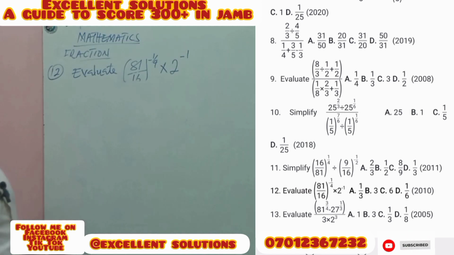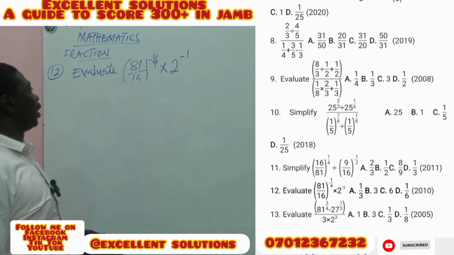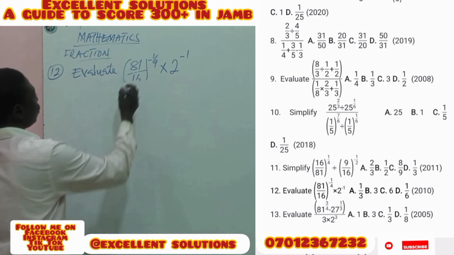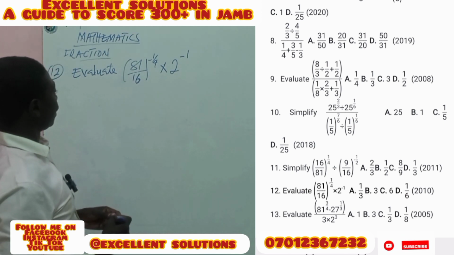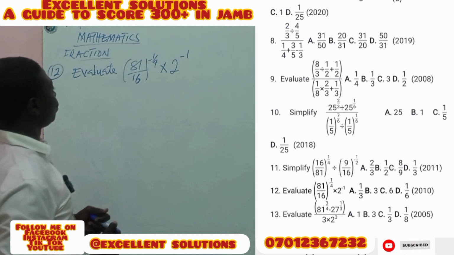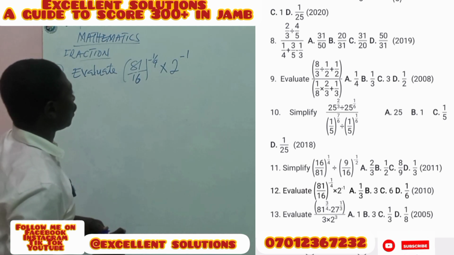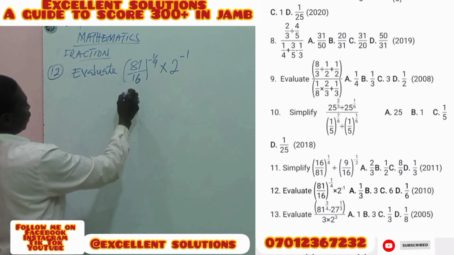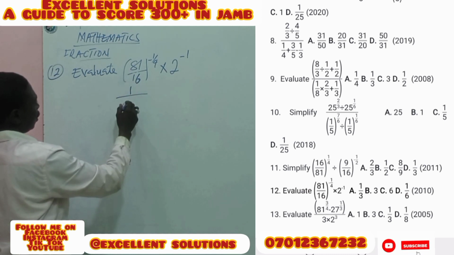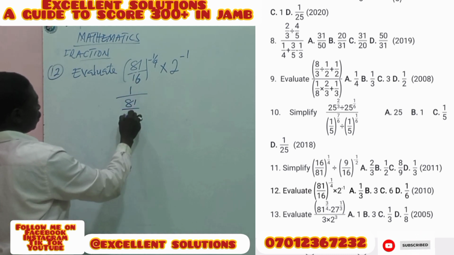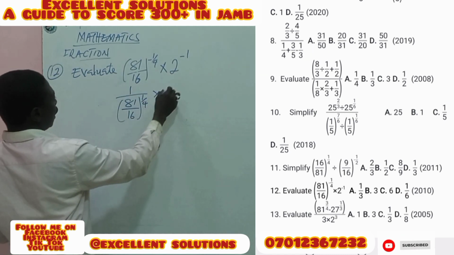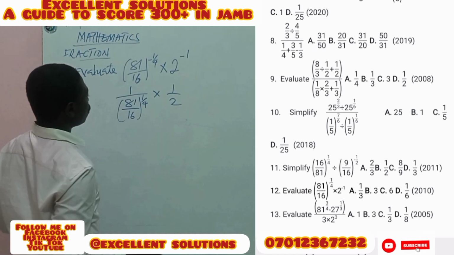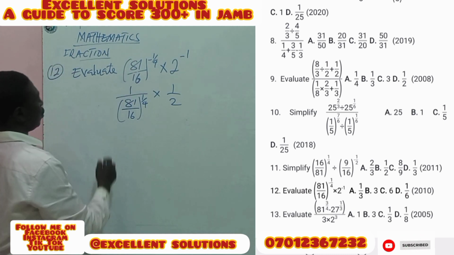So the next question here is question 12. And this question 12 says evaluate, bracket open, 81 upon 16, all in bracket raised to the power of minus 1 upon 4 times 2 raised to the power of minus 1. So this is the same as saying 1 over (81 upon 16) all to the power of 1 upon 4, times 1 upon 2, because of the negative power.